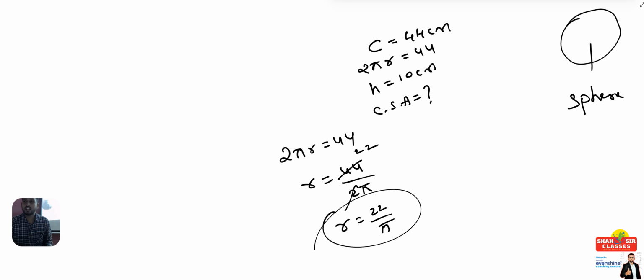Understood how to calculate this formula? I mean this problem. So what is circumference, children? Circumference is 44. So what is the formula to find the circumference? 2 pi r is equal to 44. r is equal to 44 divided by 2 pi. Keep pi as it is. Now what is the question?